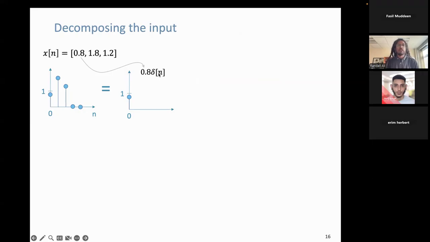Fine. The next sample, I can also represent by a scaled version of a delta function. So now I have 1.8, but it's in fact delayed by one sample. And this makes sense, because if I were to substitute n equal to 1 here, that would correspond to delta 0, and we know delta of 0 is equal to 1, and that gives a value of 1.8.